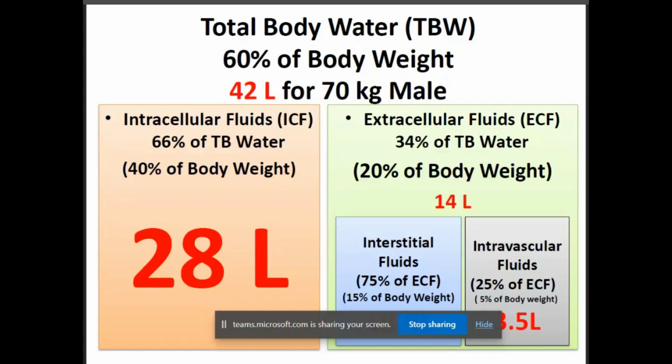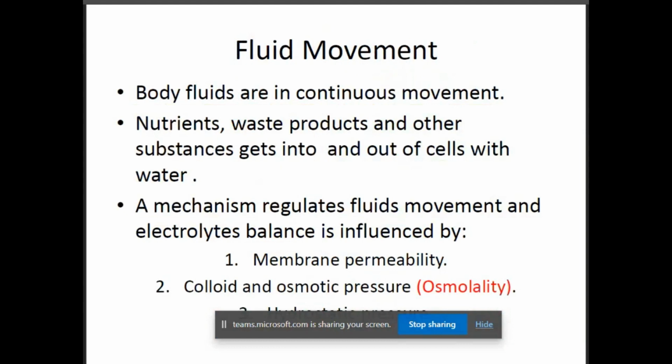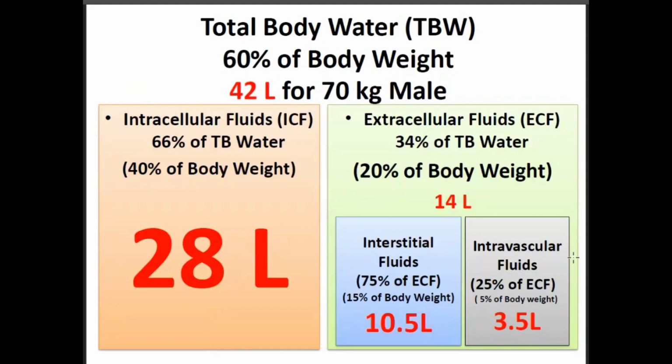So, for example, if we give you in the exam 42 liters, you will divide it between 28 liters inside the cells and 14 liters outside, and this 14 liters you need to divide between the intravascular and the interstitial fluids. So the intravascular is about 25%, which is going to be about 3.5 liters, and the interstitial is a larger volume, 10.5 liters.